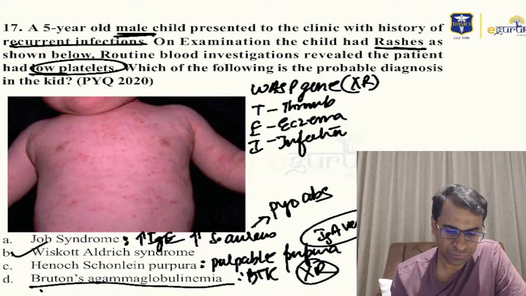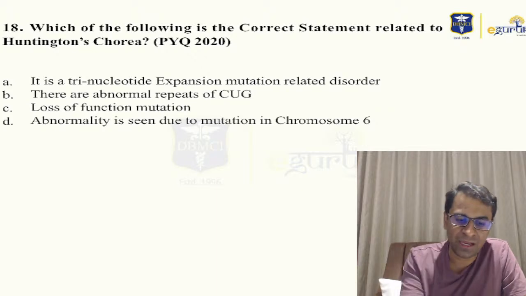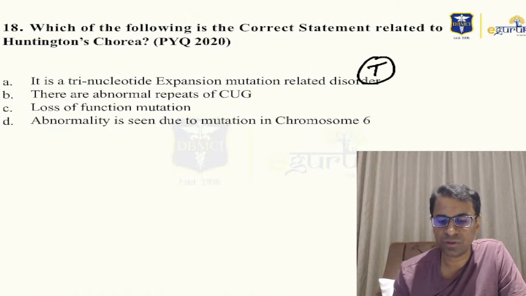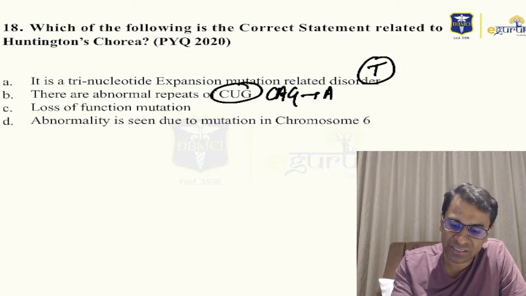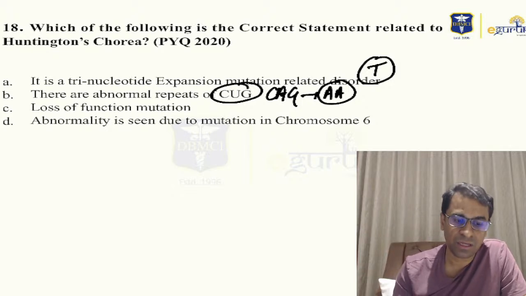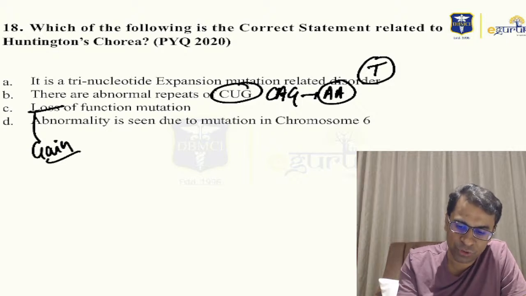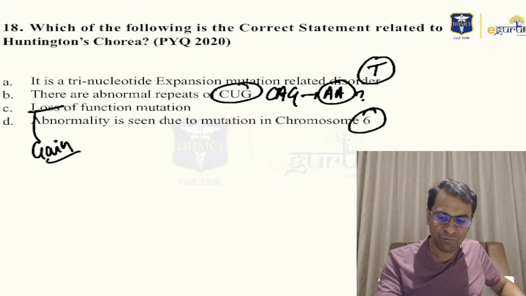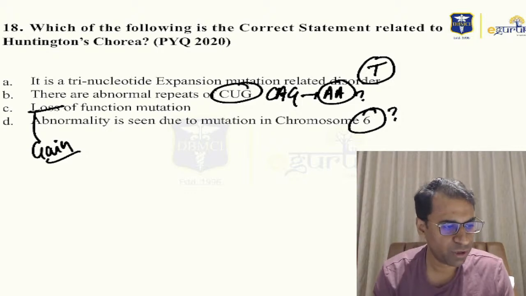Okay. The following is a correct statement related to Huntington's chorea. Trinucleotide repeats? Yes, that's true. CUG? No, it is CAG. Now, can you tell me which amino acid comes from this CAG? Fast, fast. It's not a loss, it's a gain of function mutation. And which chromosome? Answer me two questions: which amino acid and which chromosome? Fast. Only two questions are left.